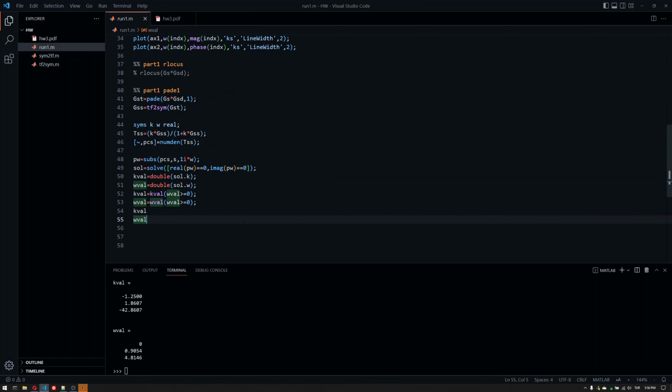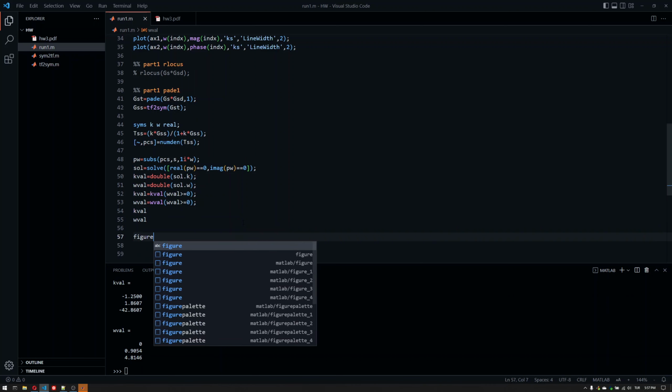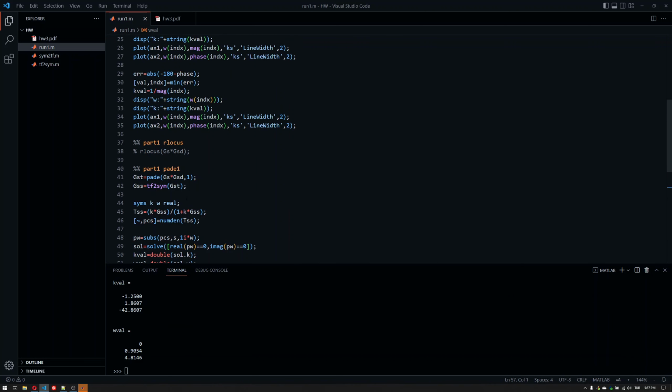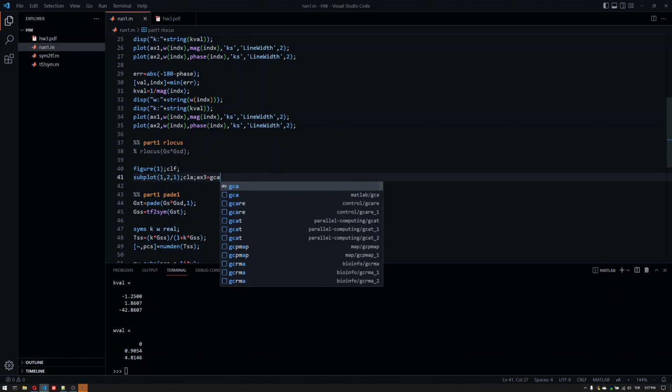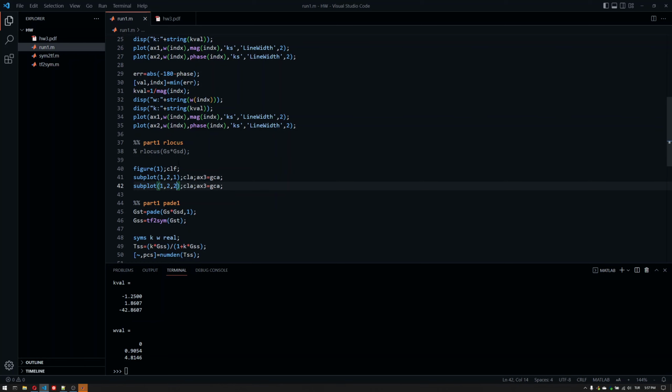So let's actually create another figure here. Let me just do it somewhere here, because I'm going to create the root locus plot here. So CLF, subplot, let's actually have x3. Maybe hold on, grid on. Maybe hold on is enough. Or there we go.